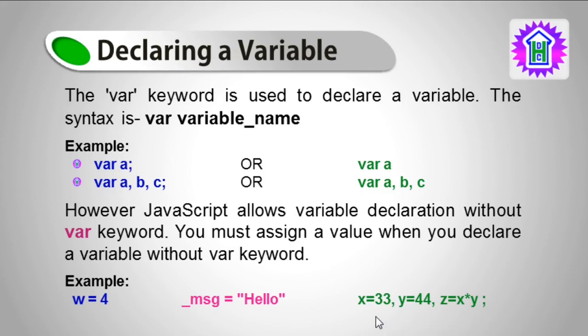Now when I write x equals 33, comma y equals 44, comma z equals x into y, x gets the value 33, y gets the value 44, and z gets the value x into y. That means 33 and 44 will be multiplied and it will be stored in z.